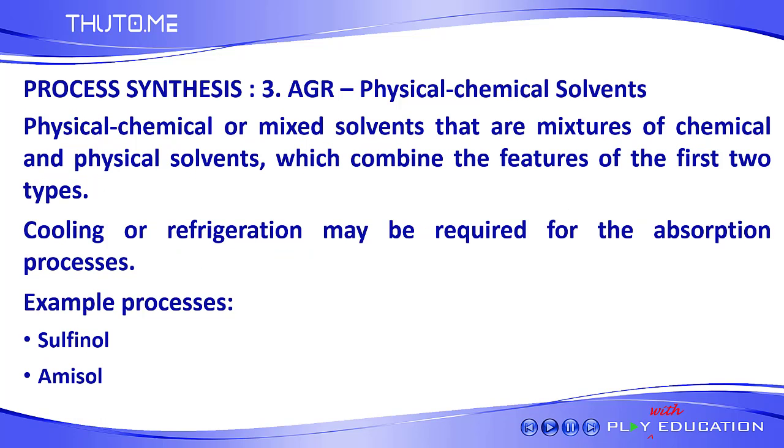The names of these are based on the proprietary solvent that is used to absorb the acid gas. The next is the combination of the physical and the chemical, which is a combination of the first two. This one uses a solvent with mixed properties, which combine the features of the first two types. Cooling and refrigeration may also be required here. Examples of these processes are Sulfinol and Amisol. These are based on proprietary solvents developed by the technology licensors or providers of these types of AGR technologies.